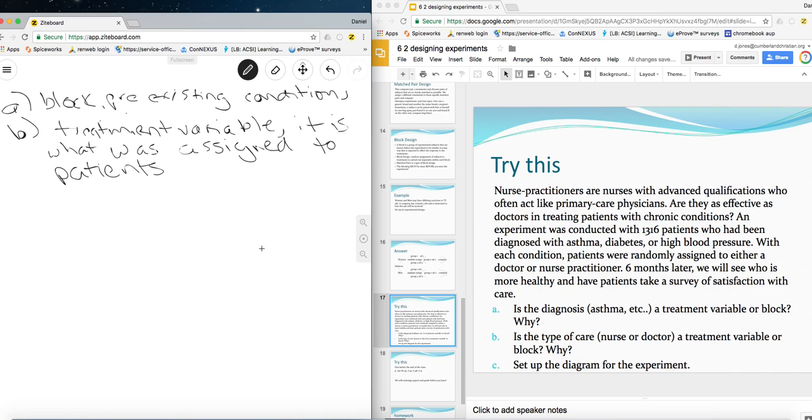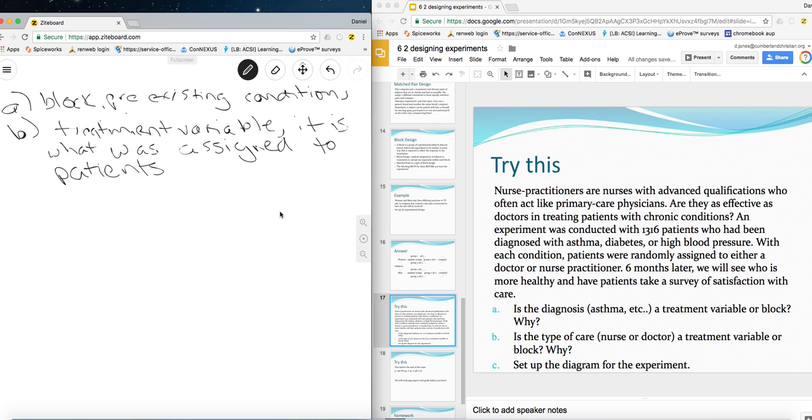So remember, a block is a pre-existing condition. We can't really change it easily. But a treatment variable, we can. I can have you go see a doctor. I can have you see this nurse practitioner. And if I say, oh, it's free if you go see this person for 6 months, most people are going to say, sweet, and take you up on that offer. So that is why a treatment variable is something that's easily moved around, but a block is kind of a pre-existing condition, and we want to make sure we set it up right.